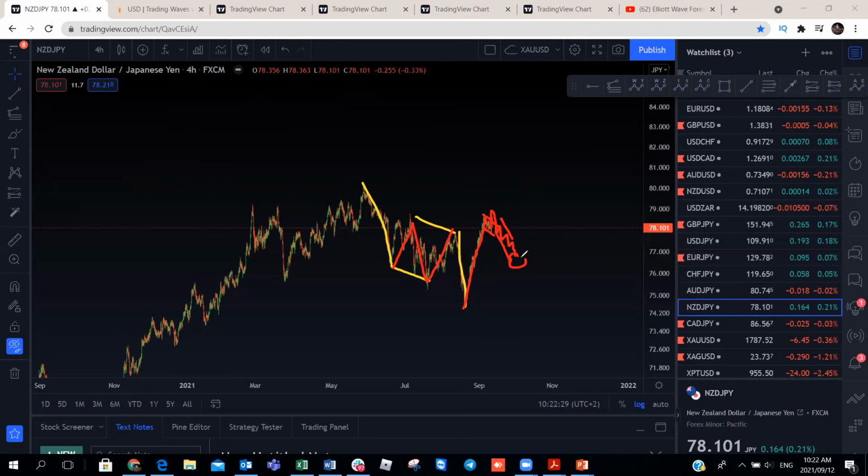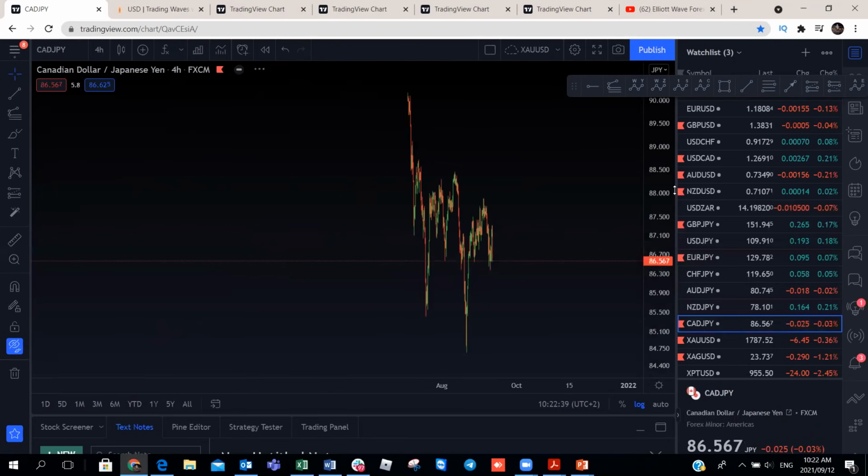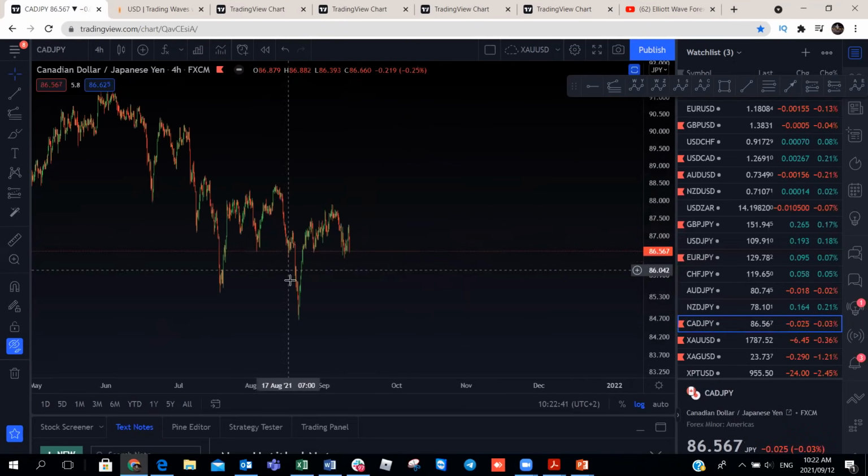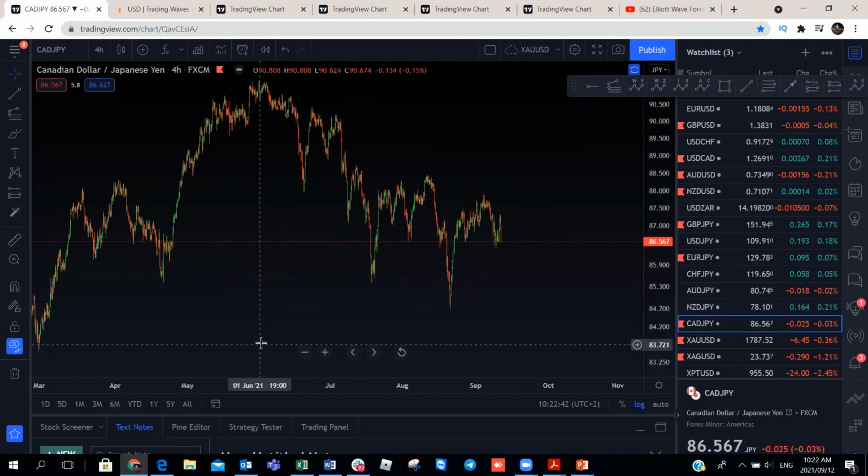So currently here, we're expecting this one to pull back as far as the 50% of this move before continuation to the upside. That is New Zealand yen. CAD yen was our chart of the week. It did not play out as forecasted. That happens sometimes. This is not a holy grail strategy.